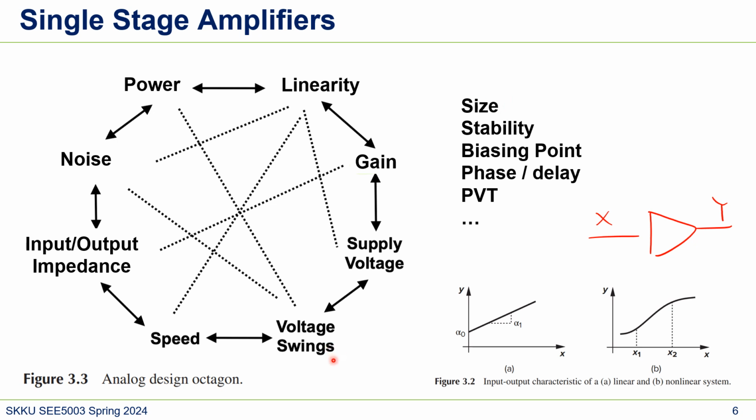And then also maybe speed and voltage swing. Voltage swing means, literally, the output voltage swing. If that's too large, we kind of have a slow amplifier, right? Because we have to reach those voltage peaks. Also, this one, supply voltage and voltage swing. Voltage swing is what we call headroom. And in circuit design, headroom is really a crucial factor.